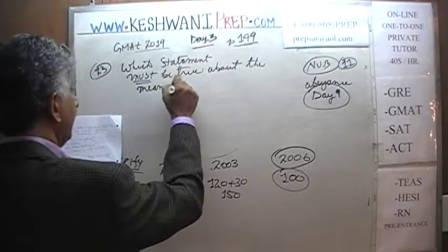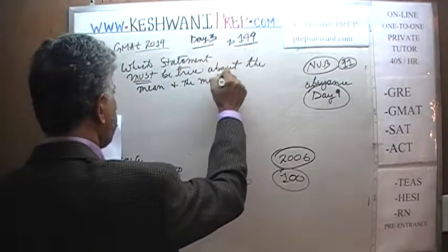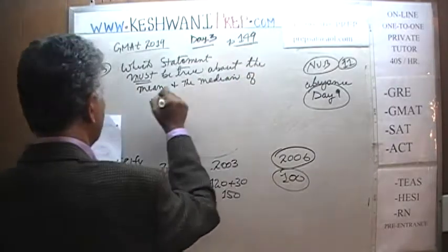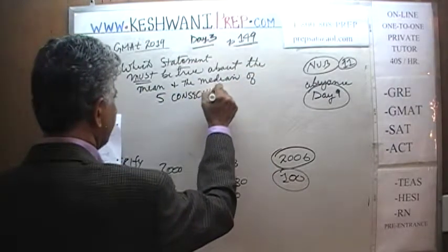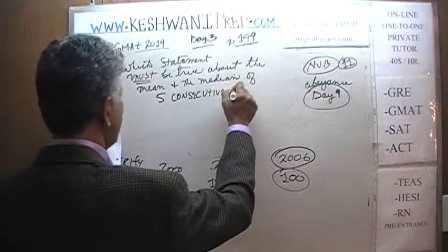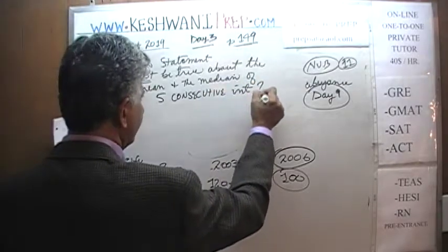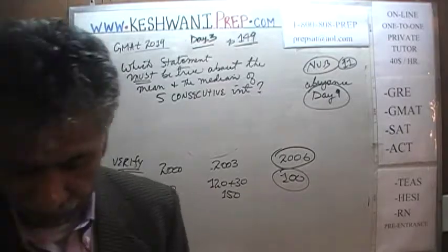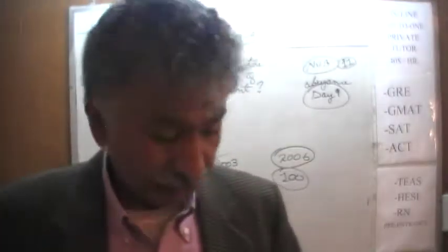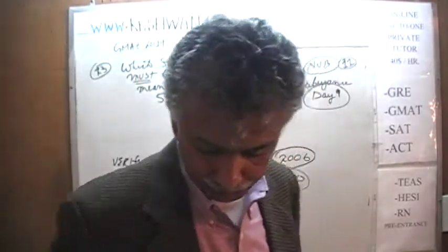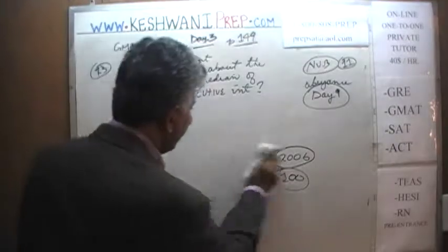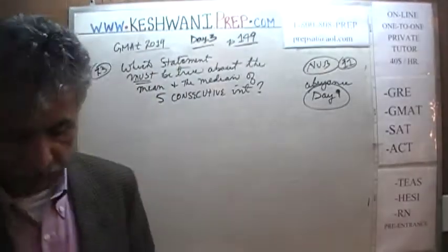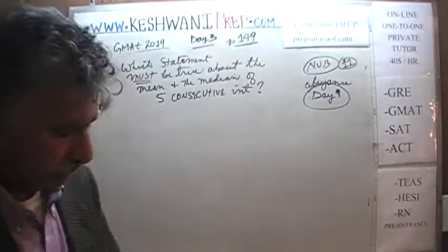about the mean and the median of 5 consecutive numbers? 5 consecutive integers. They have to say integers. They cannot simply say numbers, because that could be tricky. They're whole numbers. So let's look at the statements that are given to us, and then we'll worry about them one by one.